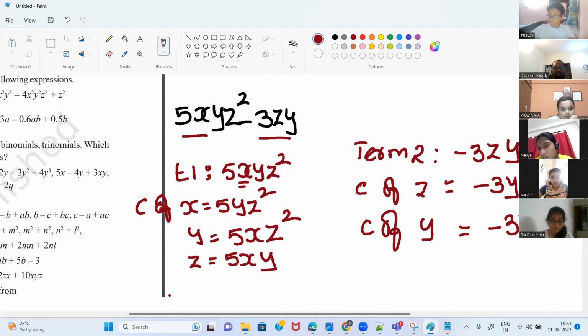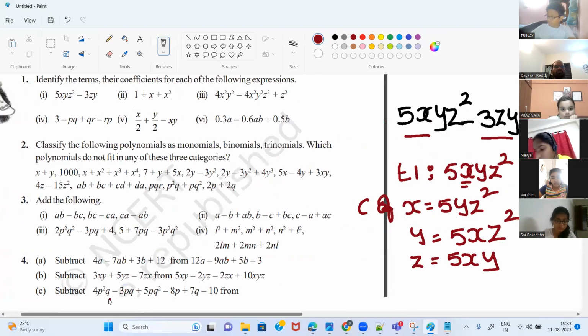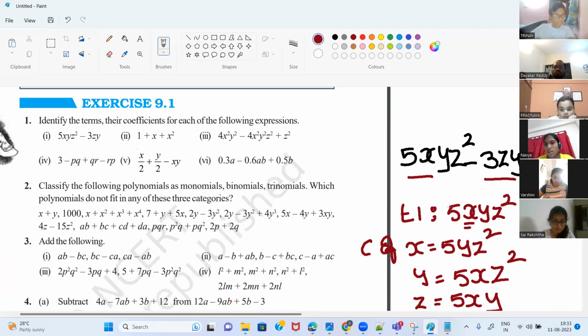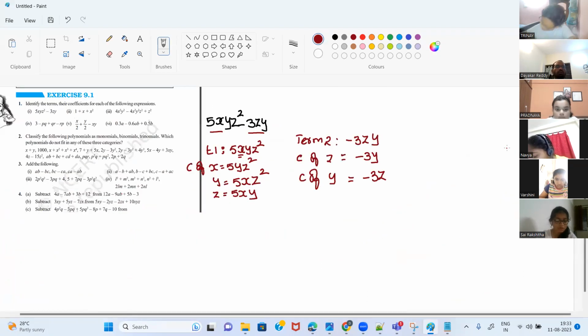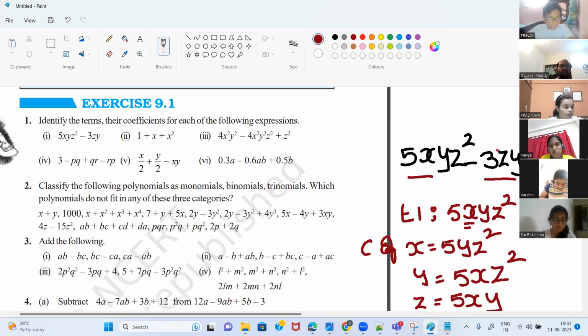Can you try to solve the next problem in the class? The second problem, what are the terms here? Three terms. In term one, there is no variable, so it is called a constant. One is a constant. There is no coefficient, right? For term one, you can say no coefficient.